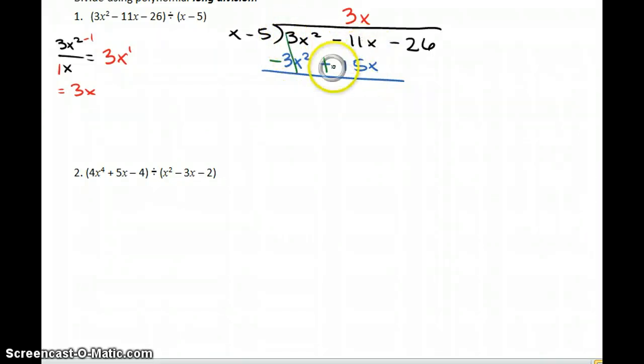Then you have negative 11x plus 15x, and that gives me 4x. After we subtracted, our next step was to bring down, so minus 26. Then you start over again.